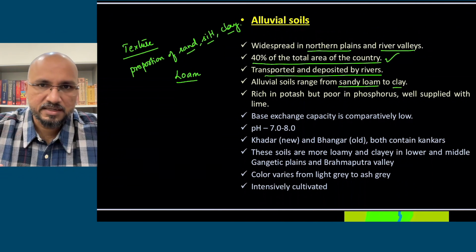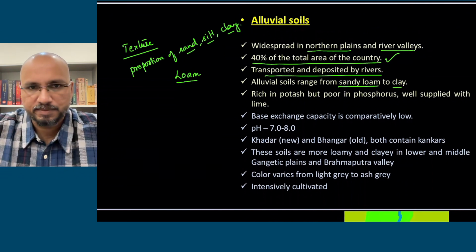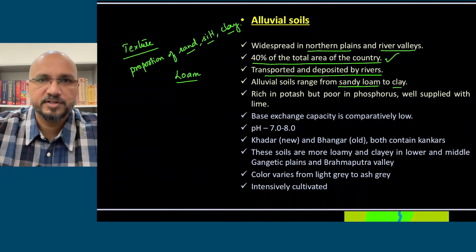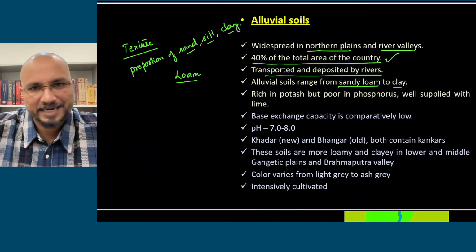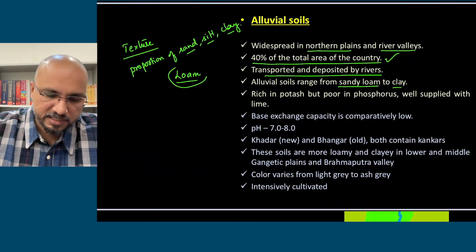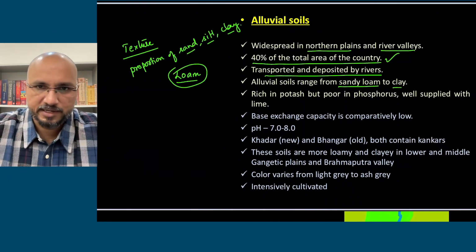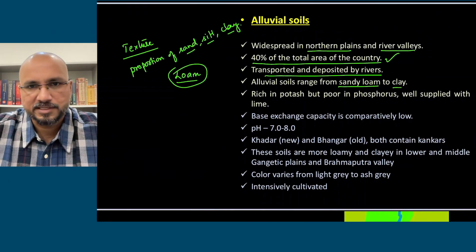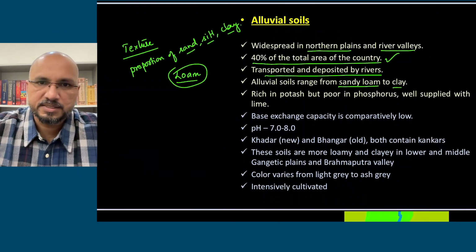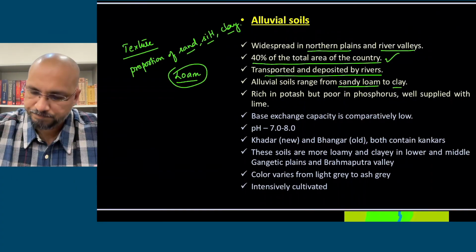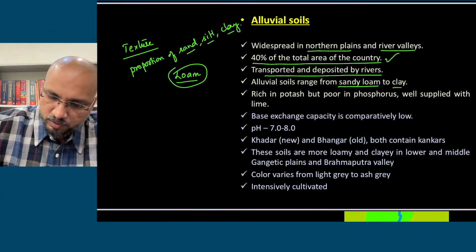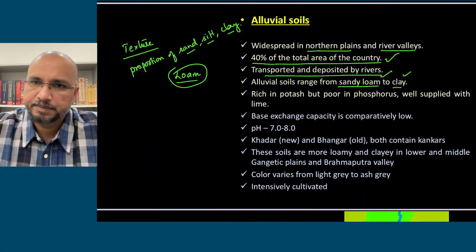Sand, silt, and clay are the primary particles, and the ratio of these primary particles is the texture of the soil. So loamy soils are considered good for agriculture. For horticultural crops or agricultural crops, loamy soil is considered best because it provides aeration and also has moderate water holding capacity. Now, sandy loam to clay, it depends.